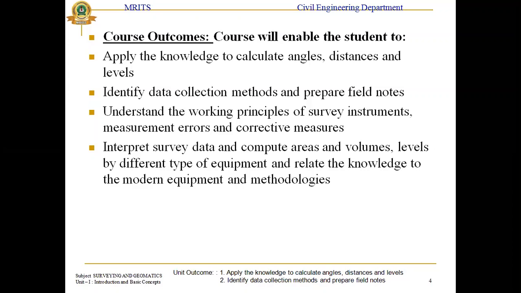Before you complete the nature of the survey, first of all you check what the requirements are, and after that the surveying will start.